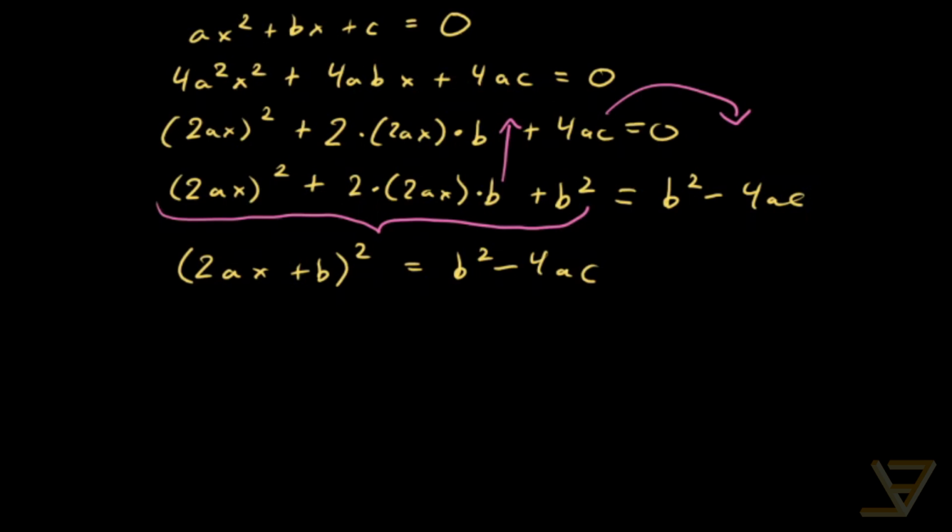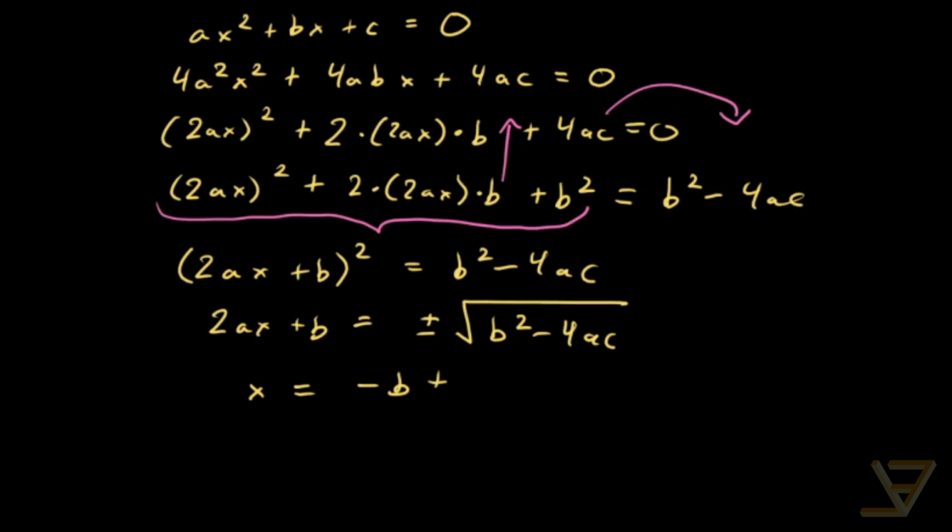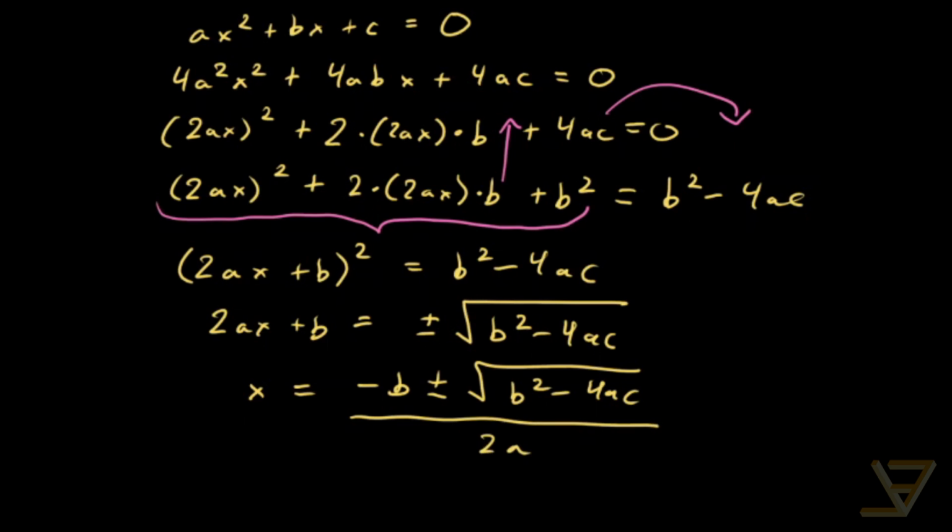And if we start isolating x, we get 2ax plus b is equal to plus minus square root of b squared minus 4ac, thankfully without any absolute values. And if we isolate x, we get x equals negative b plus minus square root of b squared minus 4ac over 2a. And that is our quadratic formula.